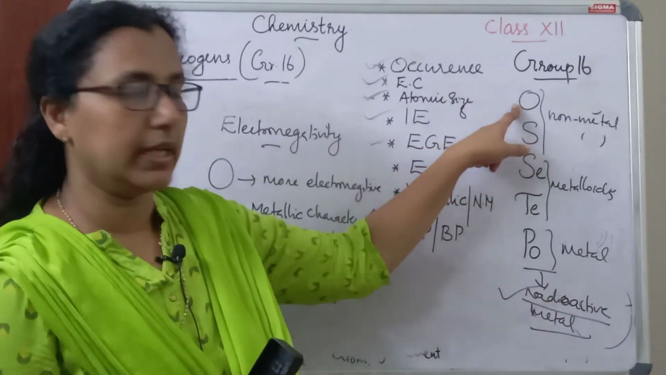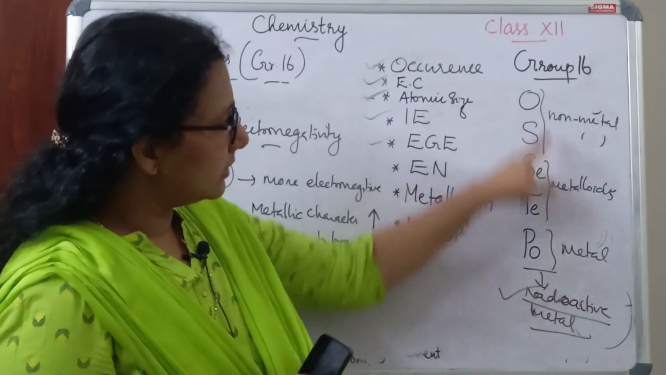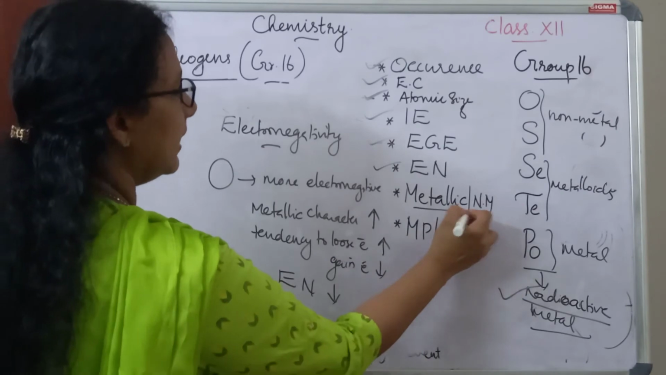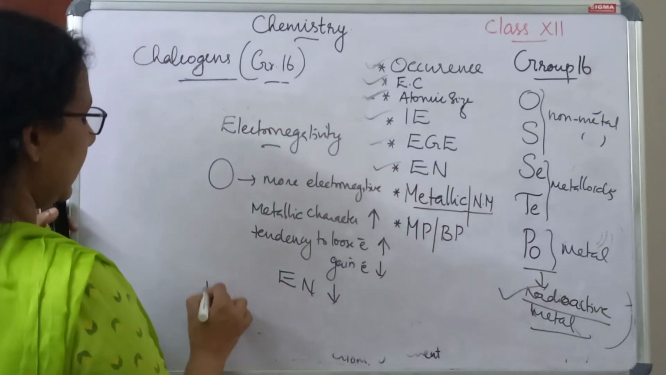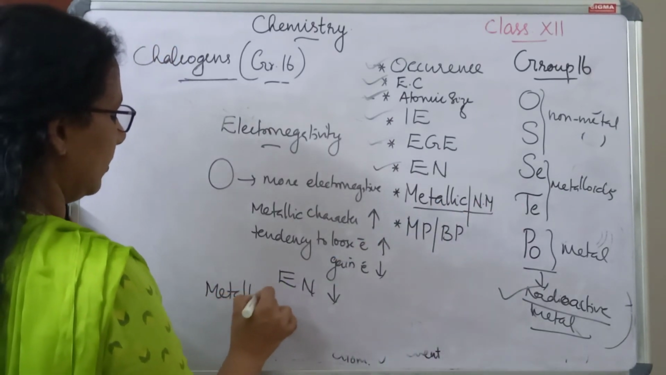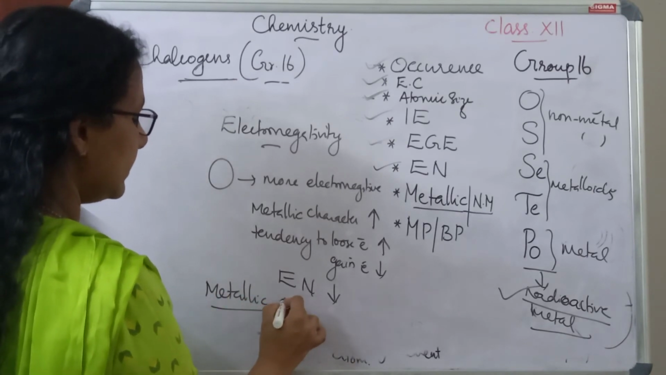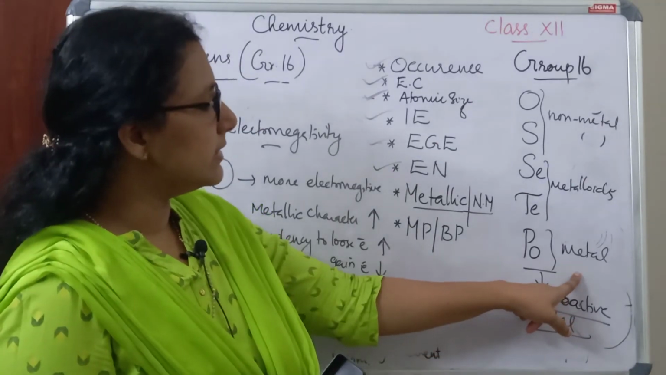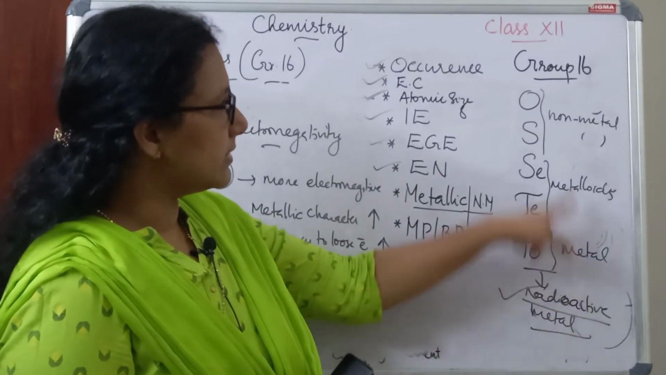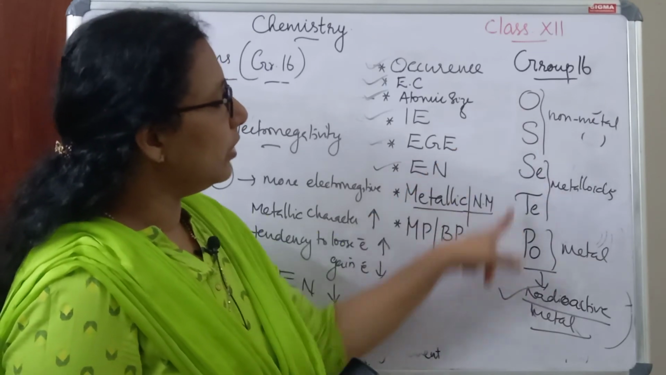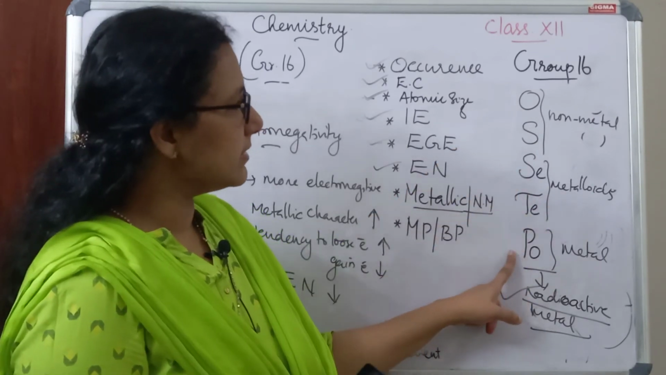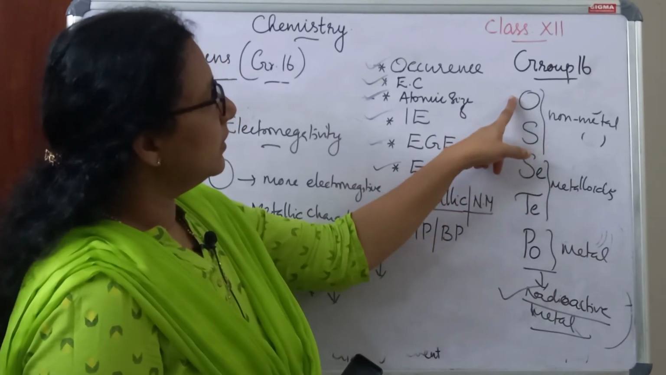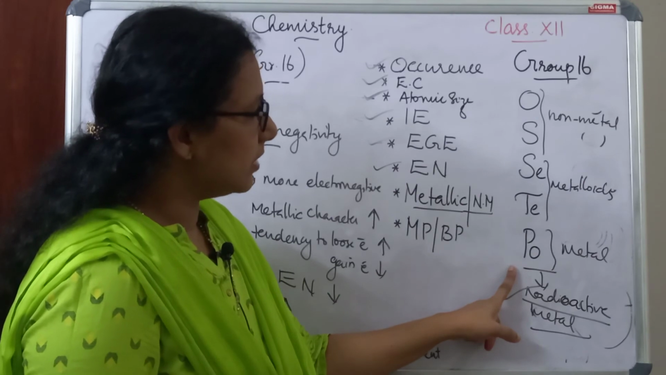Oxygen is the most electronegative element. So metallic character increases down the group. That is the next point, metallic and non-metallic character. Metallic character increases down the group. That means the tendency to lose electrons is increasing down the group. So non-metallic character decreases down the group. The non-metals are oxygen and sulfur.